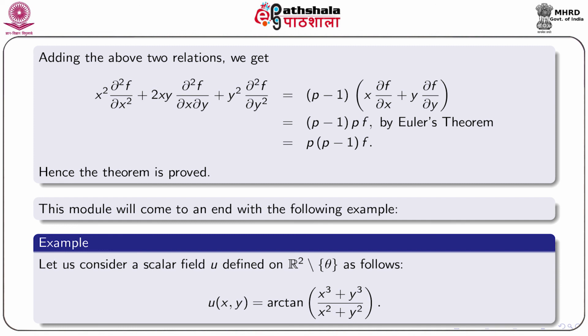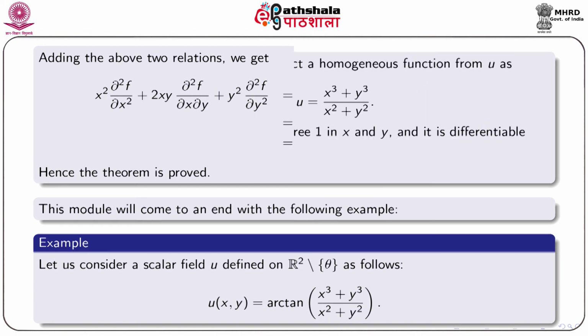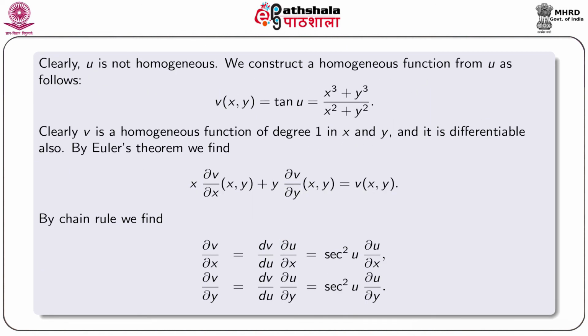This module will come to an end with discussing the following example. Let us consider a scalar field u defined on R^2 deleted the origin as follows: u(x,y) equals tan inverse of (x^3 plus y^3) by (x^2 plus y^2). Clearly, u is not a homogeneous function, but from u we can construct a homogeneous function as follows: v(x,y) equals tan u, equals (x^3 plus y^3) divided by (x^2 plus y^2).